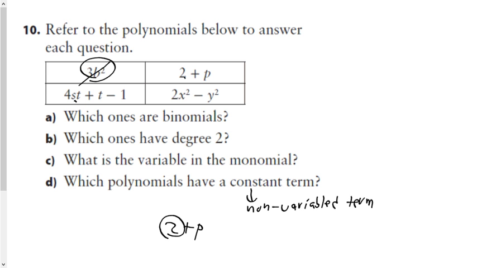4st, that is not a constant. T is a variable, it's not a constant, but minus 1 is a constant. So 4st plus t minus 1, that has a constant. And the last one has only variables. There is no constant term for 2x squared minus y squared.